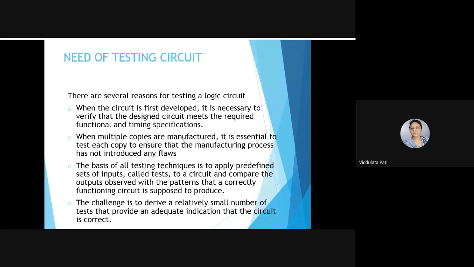The basis of all testing techniques is to apply a predefined set of inputs. Whenever we go for any testing technique, we apply certain inputs, which are called a test, to a circuit, and then compare the observed outputs with the patterns that a correctly functioning circuit is supposed to produce.